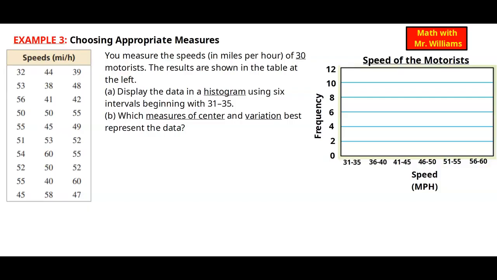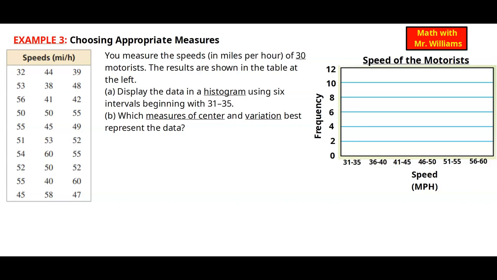Math with Mr. Williams. Example 3, choosing appropriate measures. You measure the speeds in miles per hour of 30 motorists. The results are shown in the table at the left. Display the data in a histogram using 6 intervals beginning with 31 to 35. And then B says which measures of center and variation best represents the data.